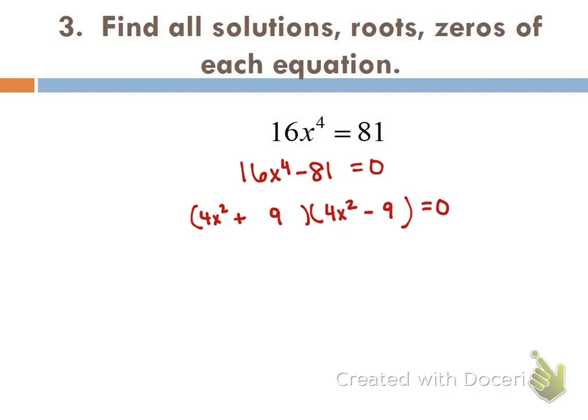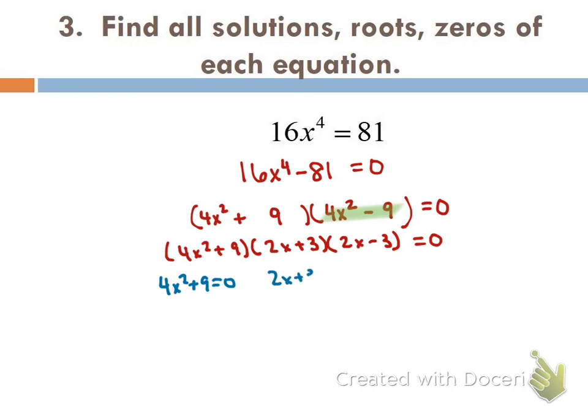I'm going to look at my two sets of parentheses. Can I factor either of them any further? I notice that 4x squared minus 9 is still a set of perfect squares. So I'm going to leave 4x squared plus 9. But now I get 2x plus 3 and 2x minus 3. Using the same factoring method, I did the square root of 4x squared to get 2x. I did the square root of 9 to get 3. I knew that one was positive and one was negative. Now that I'm totally done factoring, I'm going to set all my parts equal to 0. So 4x squared plus 9 equals 0, 2x plus 3 equals 0, and 2x minus 3 equals 0.